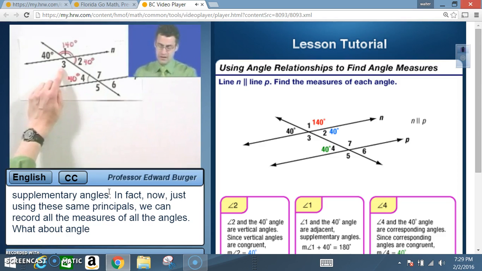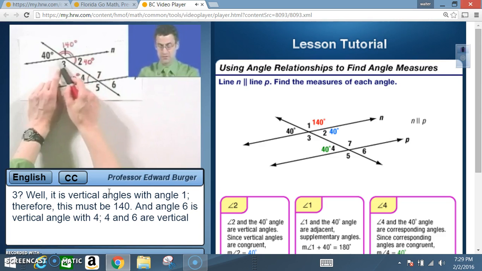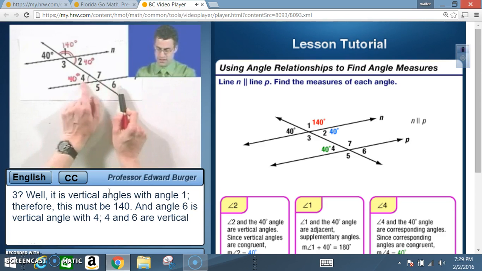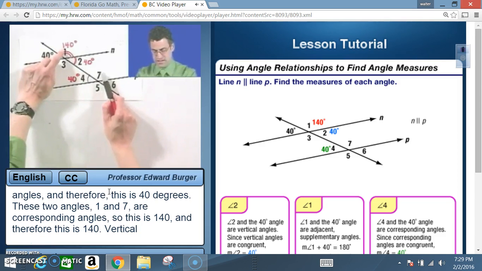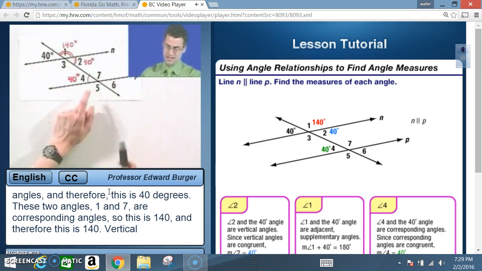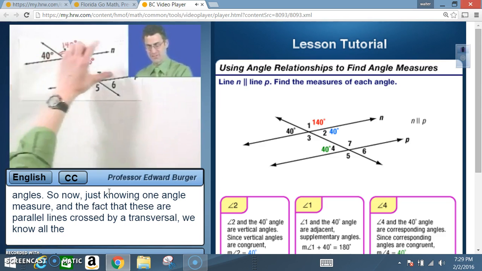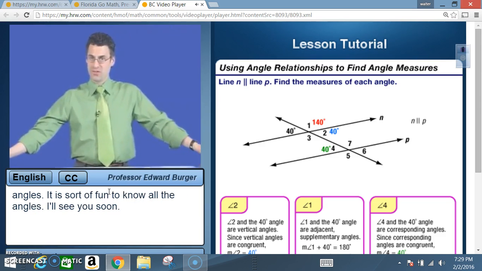What about angle 3? Well, it's vertical angles with angle 1, so therefore this must be 140. And angle 6 is vertical angle with 4. 4 and 6 are vertical angles, and so therefore this is 40 degrees. These two angles, 1 and 7, are corresponding angles, so this is 140, and therefore this is 140, vertical angles. So now, just knowing one angle measure, and the fact that these are parallel lines crossed by a transversal, we know all the angles. It's sort of fun to know all the angles.